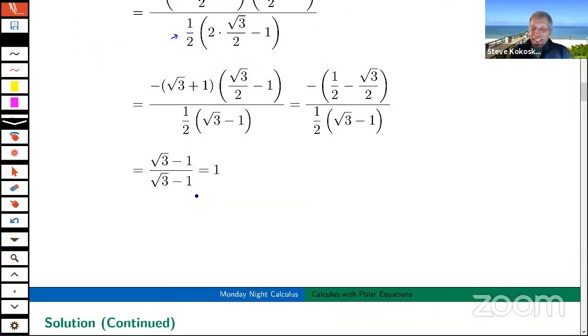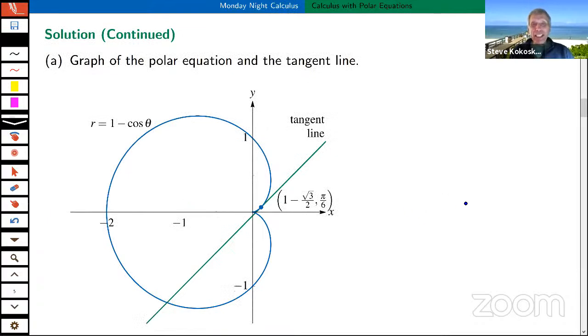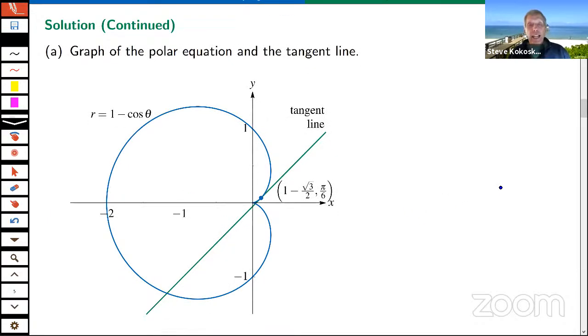And because I like to visualize this stuff, and because Tom will probably show you some of this, here's a graph of this polar equation and the tangent line. There's the cardioid. You can see why we think of this as kind of a heart shape. It's kind of tilted on its side. And there's the tangent line.